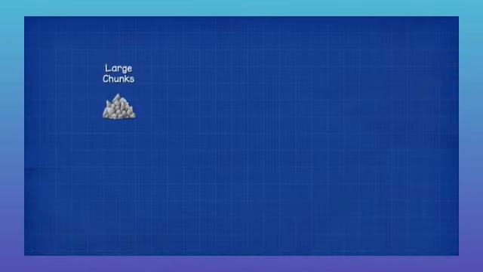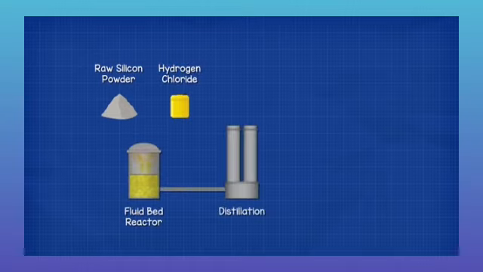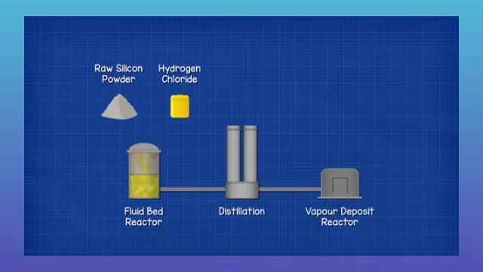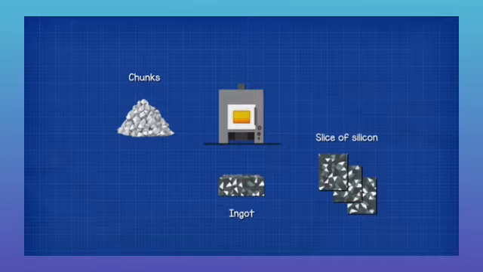These chunks are crushed into a powder. They are mixed with hydrogen chloride and boiled into a gas. The gas is then distilled to remove the impurities, and it then enters a reactor and slowly collects on the surface of rods, forming pure silicon. The pure silicon rods are then broken up. They are melted and then cooled to form ingot blocks. As the material cools, the atoms join and form crystals. The blocks are then cut up into thin sheets and used as solar cells.